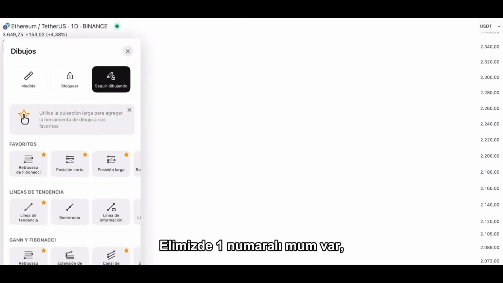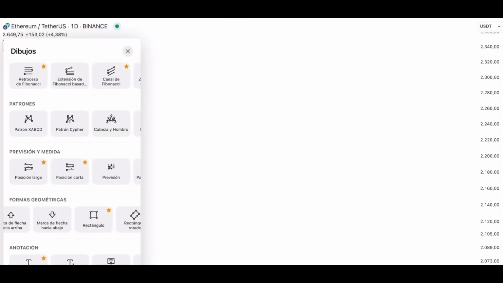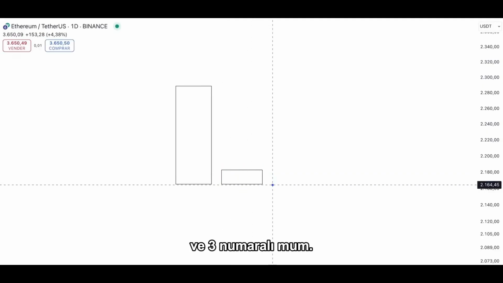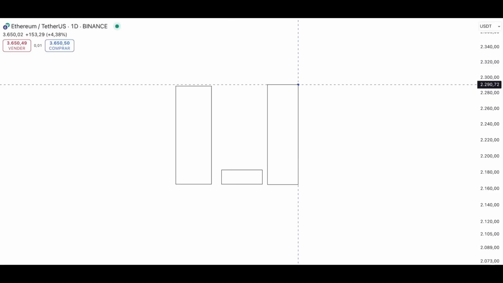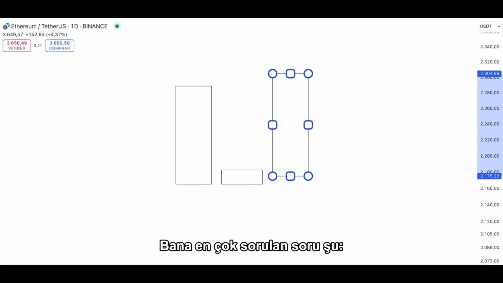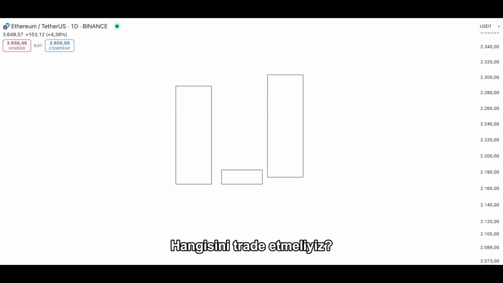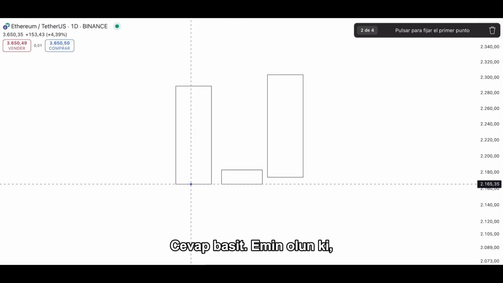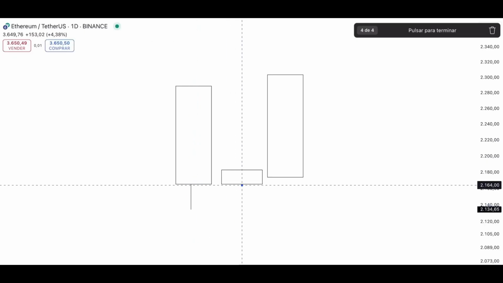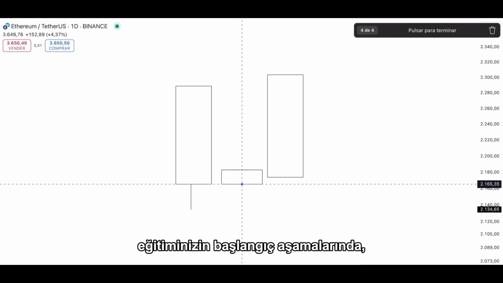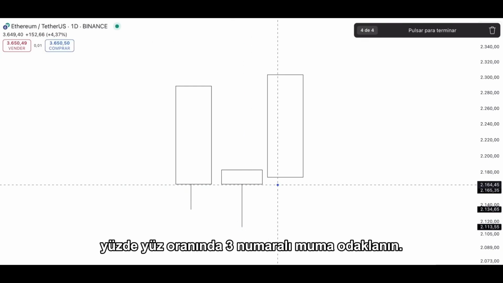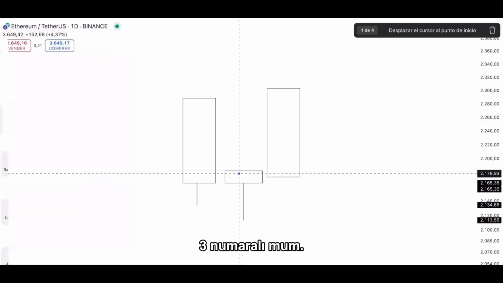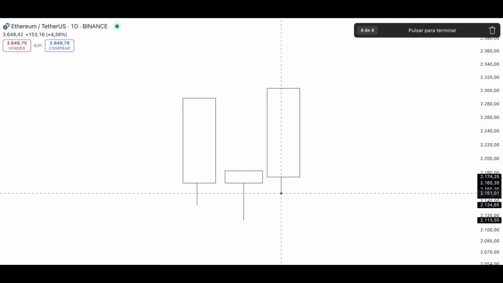So we have candle number 1 and candle number 2 and candle number 3. A common question which I get asked is, which one should we trade? And the answer is simple. During the beginning stages of your trading, make sure to 100% focus on candle number 3. Candle number 3, right?